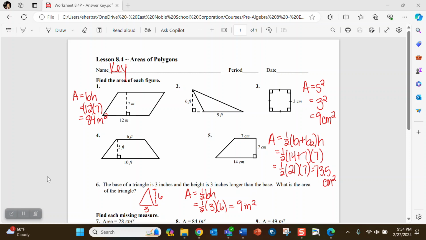Number 3, area of a square is s, or side squared. The side length is 3, so 3 squared is 9, and you get 9 centimeters squared.